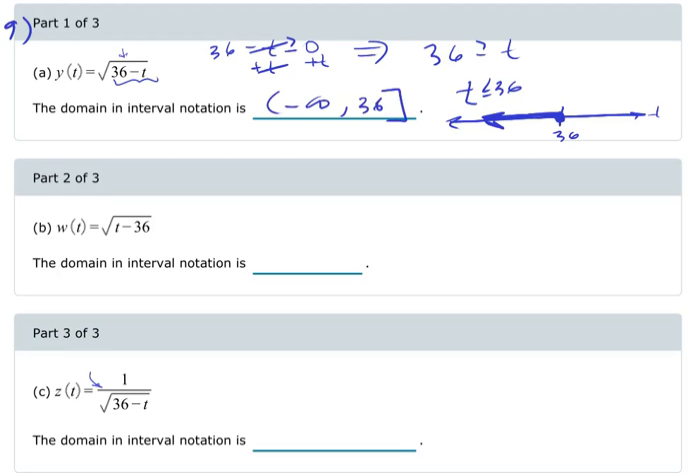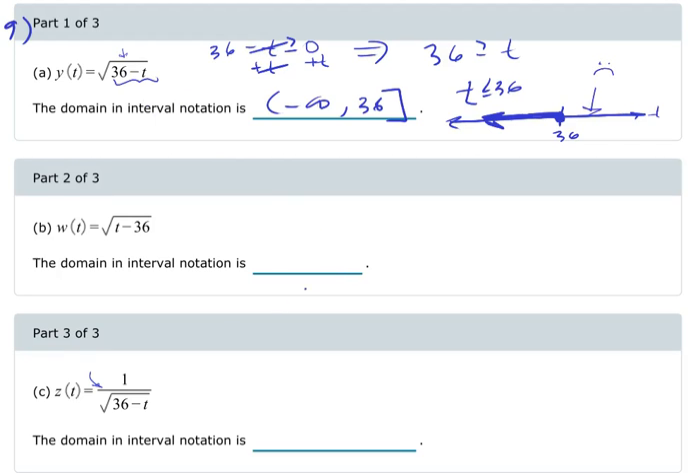If we take any values greater than 36, like 37 for example, if we try to plug it in here, it will go 36 minus 37 inside the square root, and that's negative 1. So it goes square root of negative 1, and that's not a real number. And so any of these values over here, they don't work.